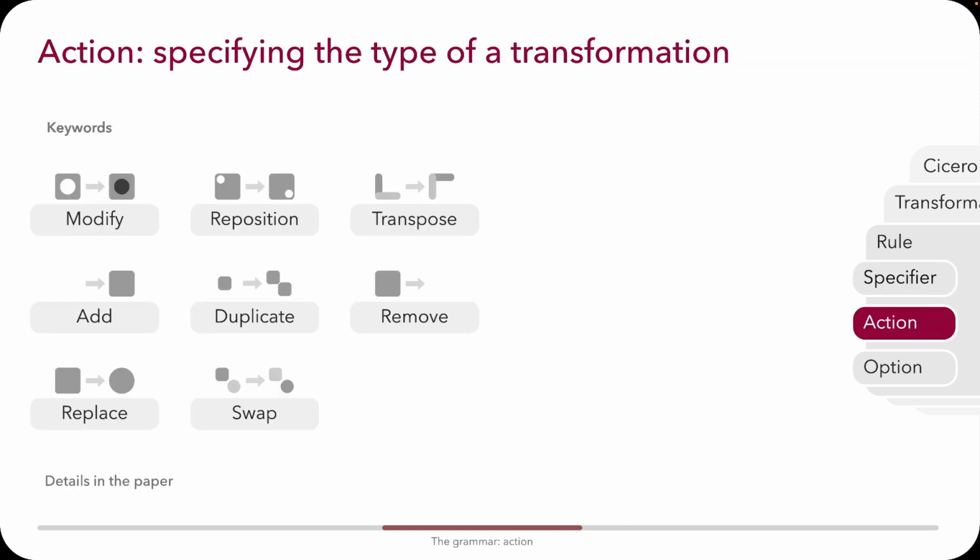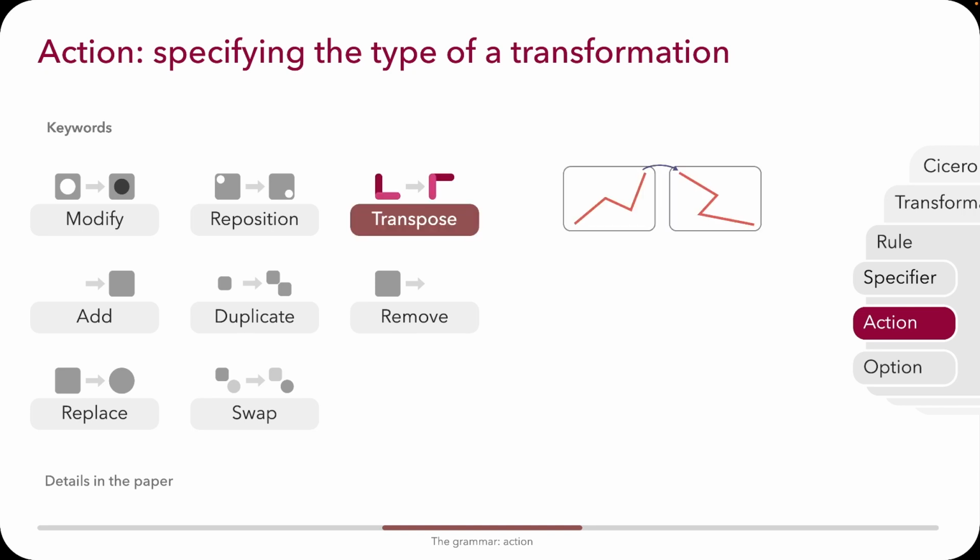Next, an action element specifies the type of a transformation. Informed by the prior work, Cicero has eight action keywords. They are modify, reposition, transpose, add, duplicate, remove, replace, and swap. I will introduce several example actions, and more details can be found in the paper.